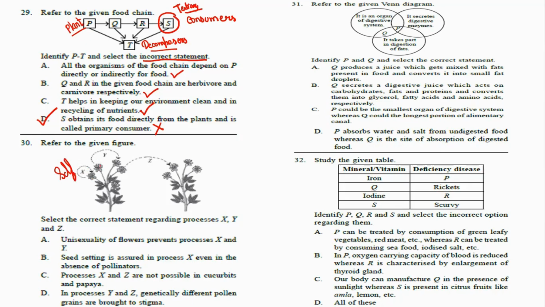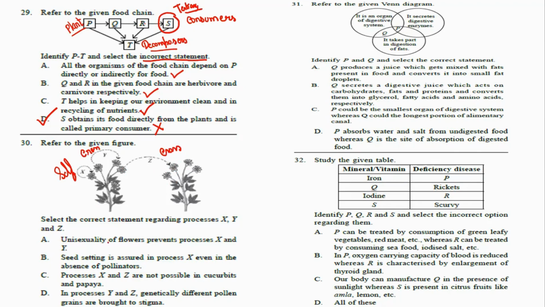Y is going from one flower to another flower of the same plant, so this we can say as geitonogamy. And Z is coming from this flower to another flower of a different plant. So this is definitely a cross-pollination. So we have to find out the correct statement.